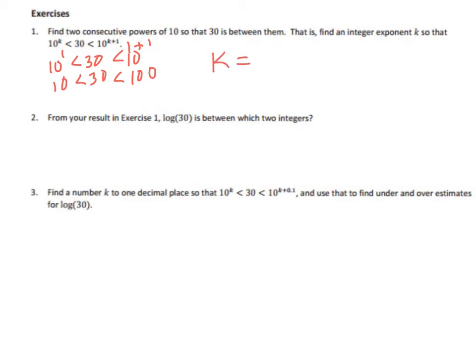Now if I extend it on to this next one, if k is 1, you know the exponent k, what two integers does it go through? 10 to the first, and the log of 30 falls between that and 10 squared. So, bottom line, the log of 30 is between 1 and 2.